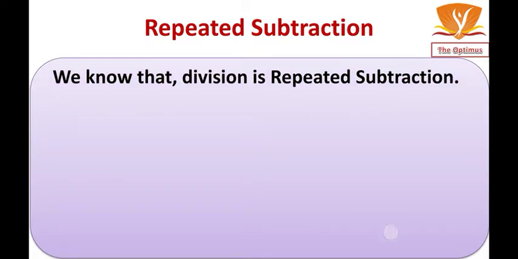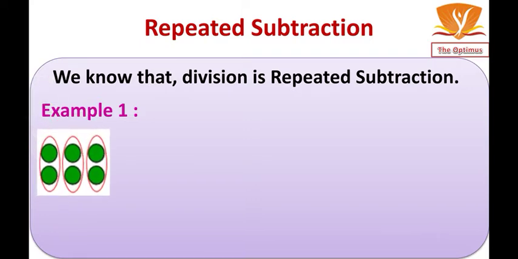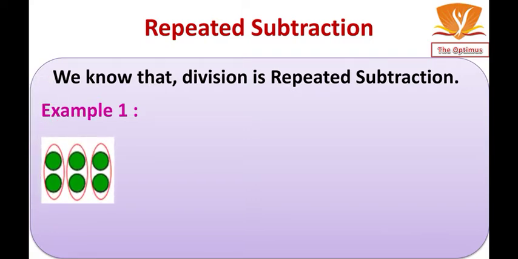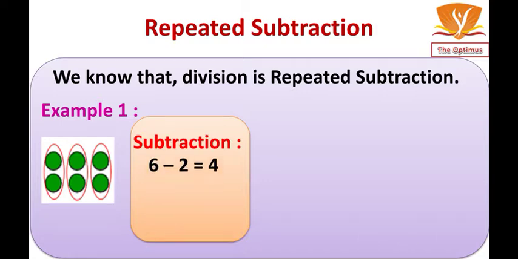Example 1. Here I have 6 green balls. I am going to remove 2 balls each time. How many times is it possible to remove? Yes, 3 times. 6 minus 2 equals 4, first time. 4 minus 2 equals 2, so second time. 2 minus 2 equals 0, so third time. So, 3 times it's possible to remove. This method is called repeated subtraction.